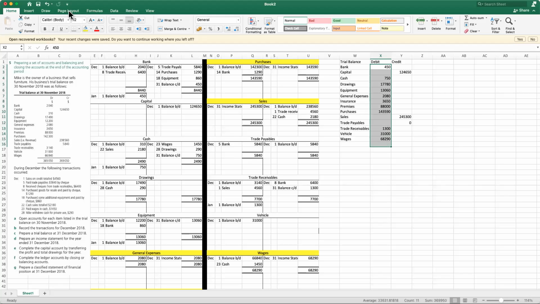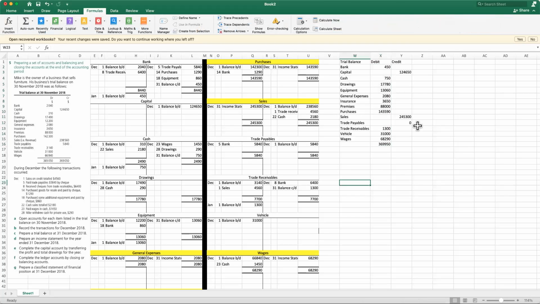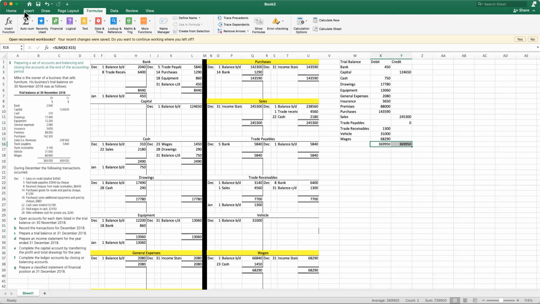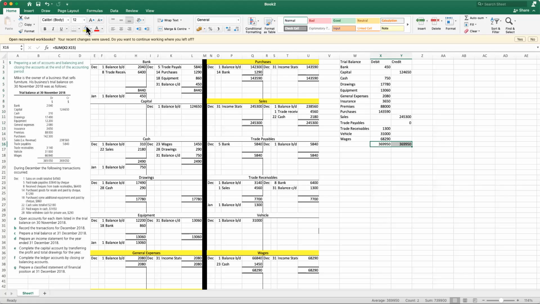So we can find our total, just sum it up here. Total sum, yes. Okay, done. So once they are the same, my trial balance is completed. This is the correct amount. So this amount means that my trial balance, my double entry, has been done properly.